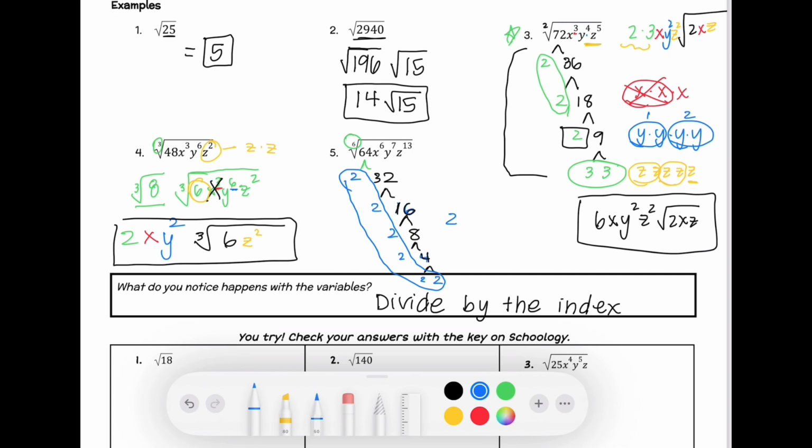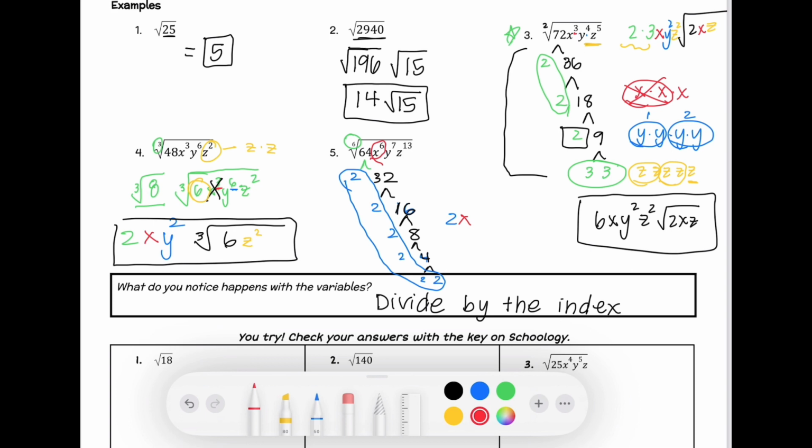All right, so now we're going to look at our variables. We have 6 x's on the inside. If we break it up by dividing our exponents, 6 divided by 6, then we know that we're just going to have 1 x on the outside.